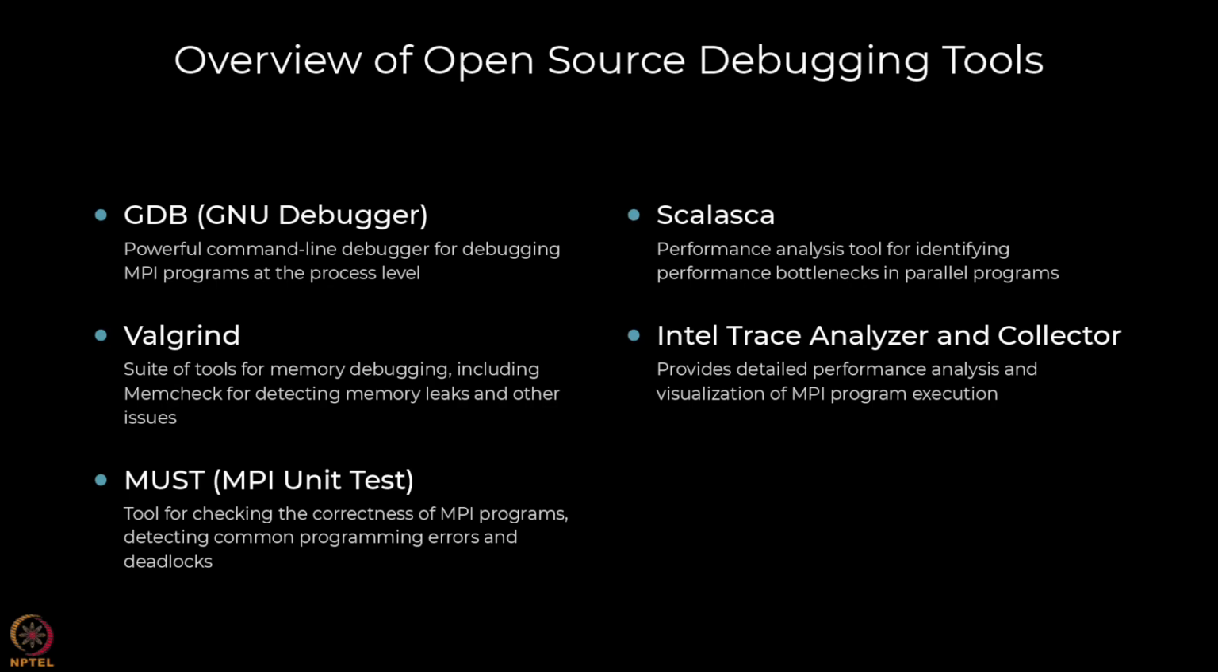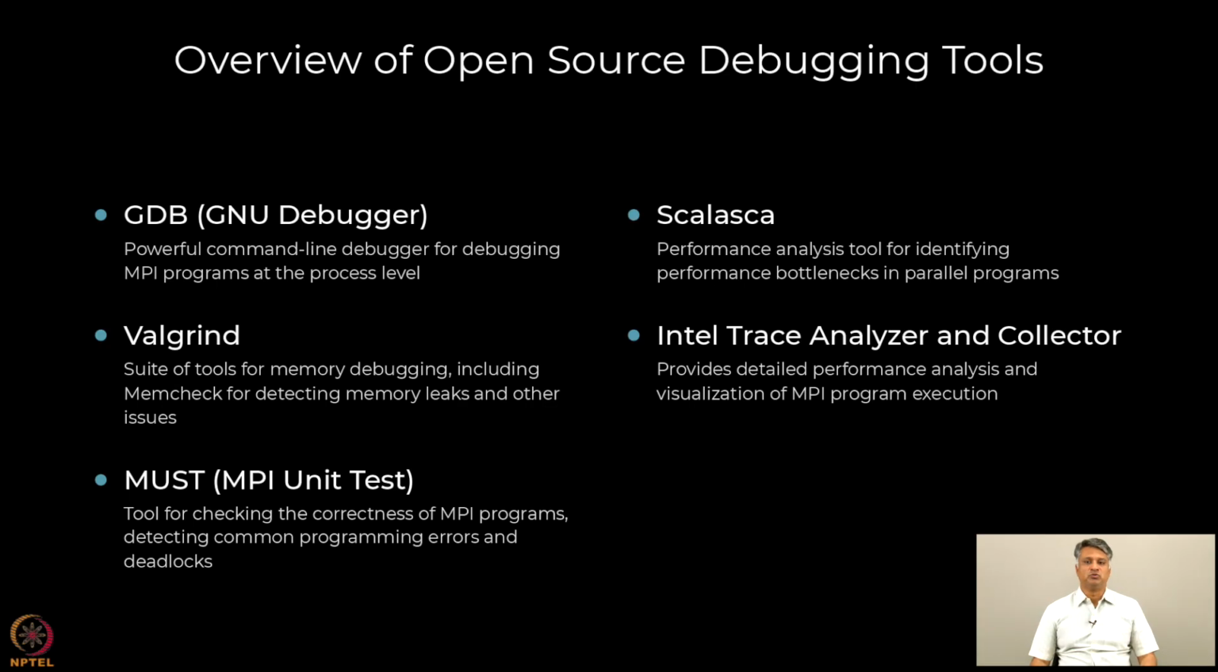So now let us look at a few of the open source debugging tools that are available. You have the GNU debugger, which is a powerful command line debugger which you have studied in the past, and this can also be used to analyze MPI programs at the process level. We have looked at Valgrind. Valgrind is a suite of tools for memory debugging, including memcheck for detecting memory leaks and other issues.